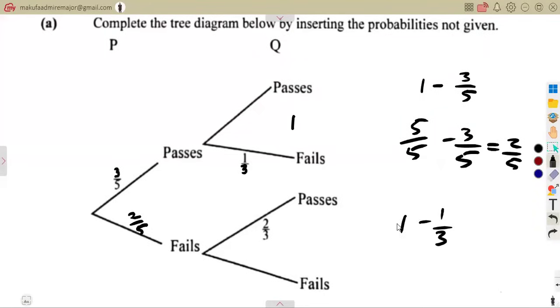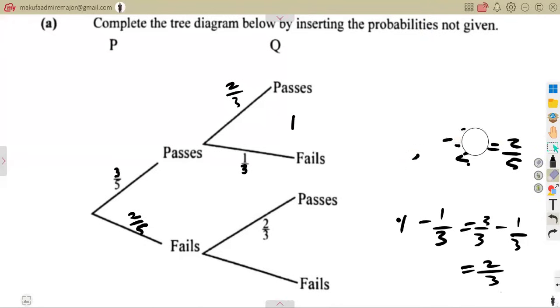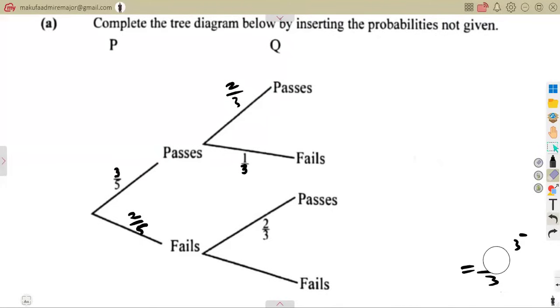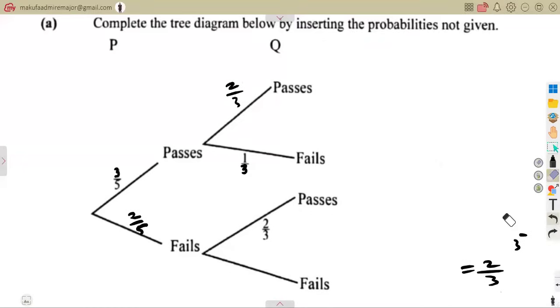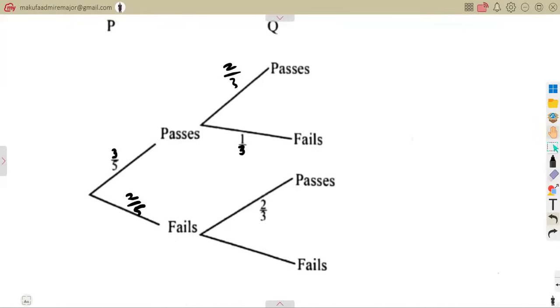So 1, which is 3/3, minus 1/3, is going to be 2/3. So this is 2/3. You are going to use the same concept throughout the diagram. You must know that the probabilities on each branch simply add up to 1. If you consider this other part here, it was 2 over 3, so from 1 it was going to be 1 over 3. So that is it. Yes, we have completed our diagram. That is the most important part of our simplification there.